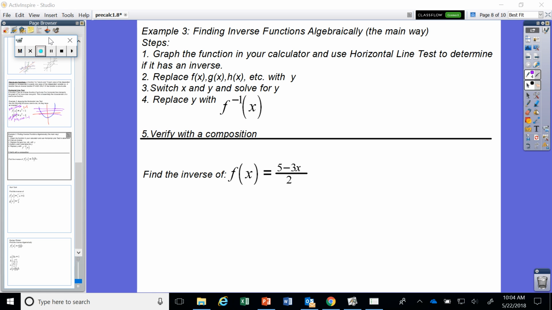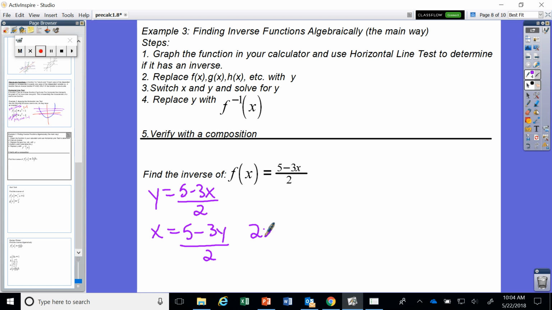So let's first and foremost go ahead. I've already graphed this one, and hopefully we know this is just a linear function, so this does pass the horizontal line test. So let's follow the other steps though. From here we want to replace f of x with y. It just makes our life easier than having to deal with f of x the entire time. Now once we've done that, step 3 says to switch x and y and then solve for y. So we're going to solve for y now.